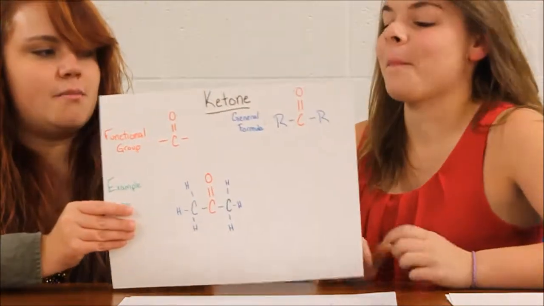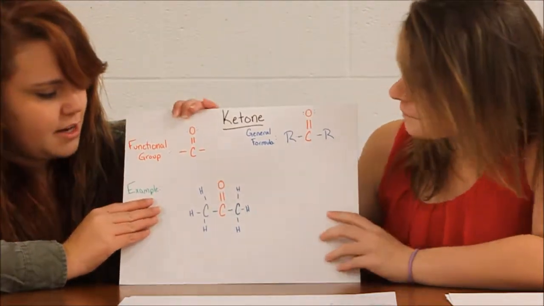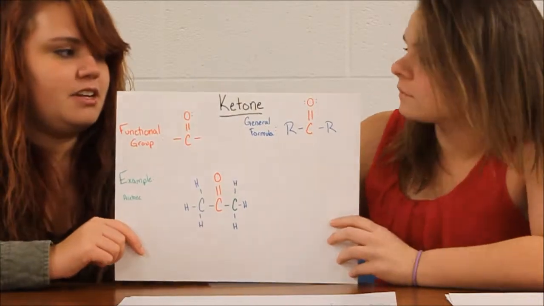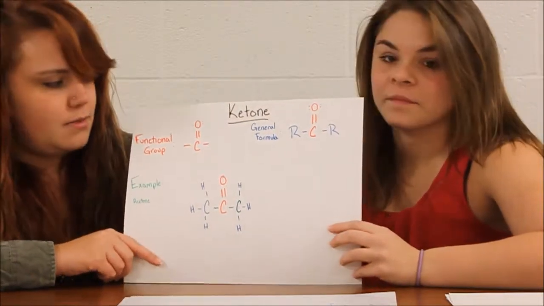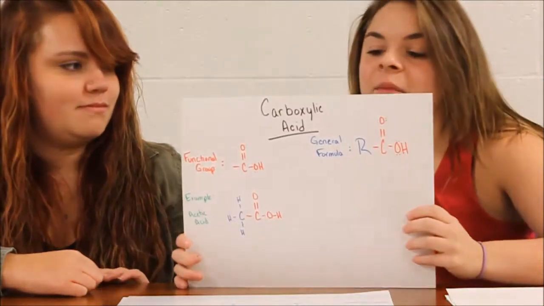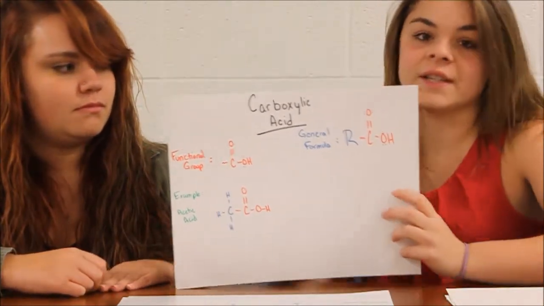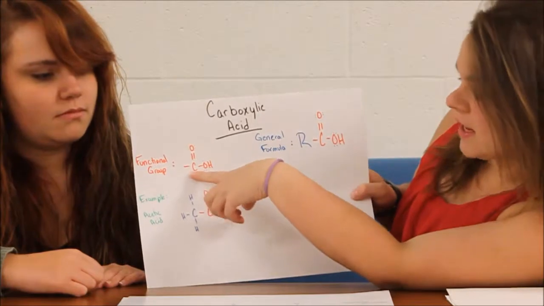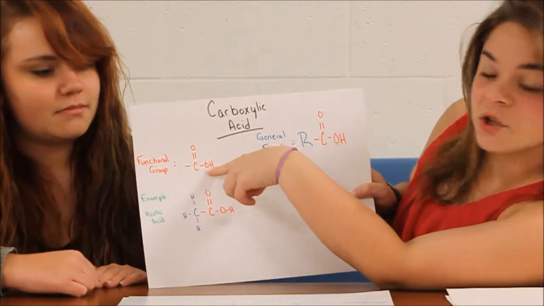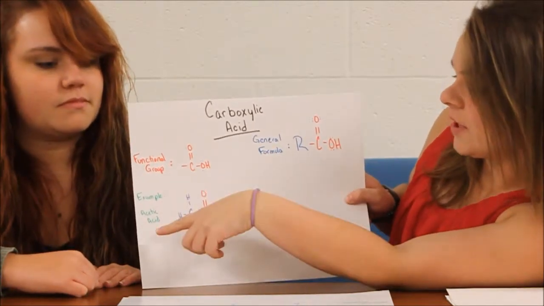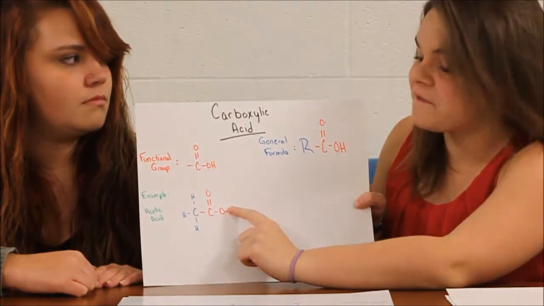So the next functional group is a ketone, in which the carbonyl carbon, which is the C double bond O, as you can see in our example of acetone, is bonded to 2 other carbon atoms. A carboxylic acid is made up of a carboxyl or COOH group. As you can see, the carbon is bonded to an OH group and double bonded to an oxygen, as shown in this example of acetic acid.